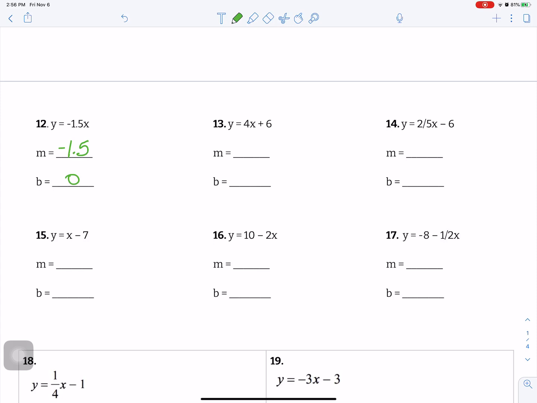So 13, look at that 4x plus 6, and your slope should be 4. Hopefully you were thinking that. And your y-intercept is 6.